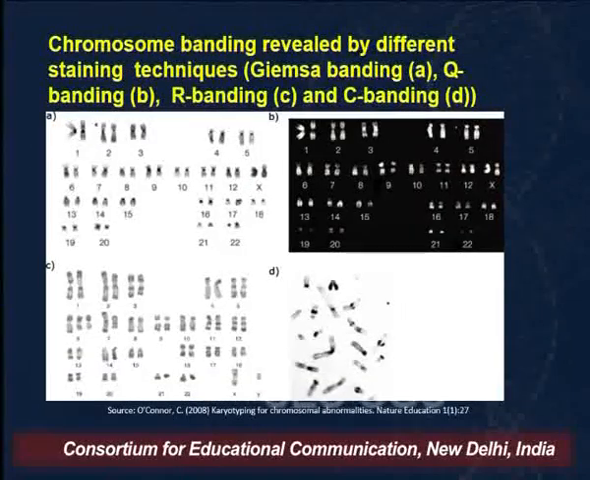Now, in this particular image, the various banding patterns or chromosomal bandings are shown, like the Giemsa staining technique banding, Q banding, R banding and C banding.